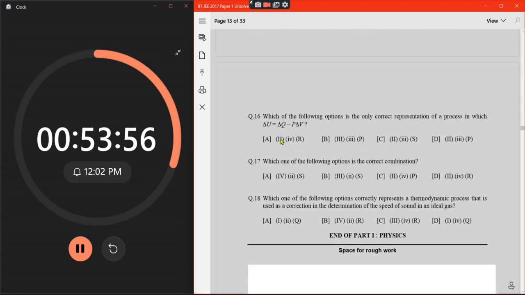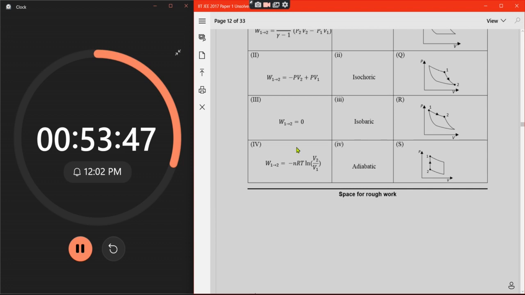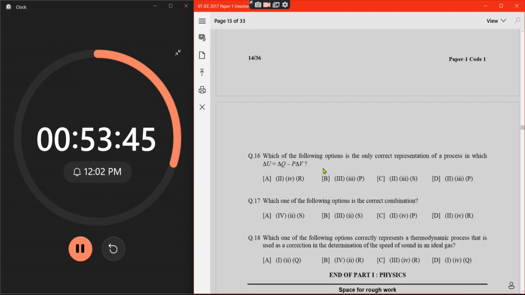Let's do it. The following is the only correct representation of process in which delta equal to... pressure constant चाहिए, right? Which means isobaric, which is third. So this third से start करना चाहिए. Okay, ये तीन इसमें है ना. थर्ड का क्या है? थर्ड का सेकंड एंड P, of course. So D is correct. 16th answer D.